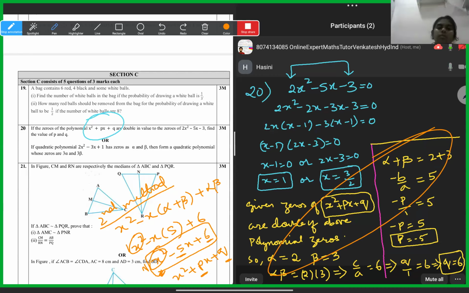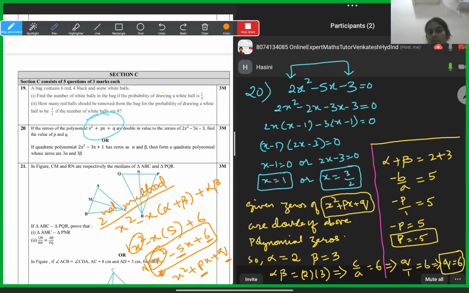Because p is in the place of b, and q is in the place of c. So whatever zeros we got, the sum was 5, and that 5 we equated to minus b by a, then in the process we got p. And the product similarly, 2 into 3, 6, we equated to c by a. When we equated it to c by a, we got the value of q in the first method.